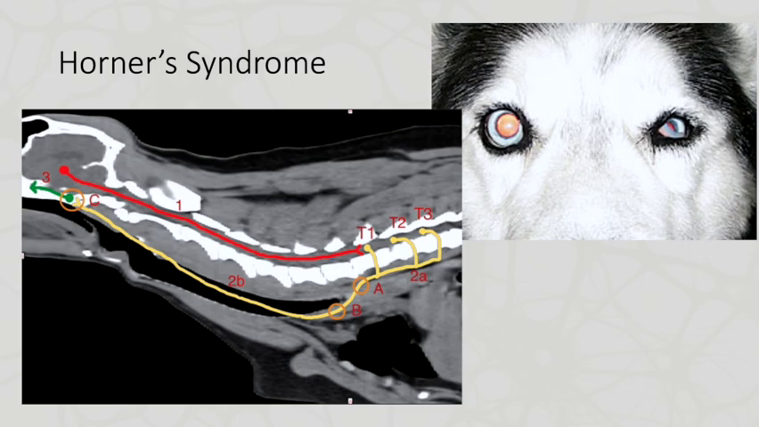A is depicting the cervical thoracic ganglion. There's no synapse there. It's just passing through that ganglion. B is going to be the middle cervical ganglion. Again, there's no communication or no synapse there. It's just passing through it.